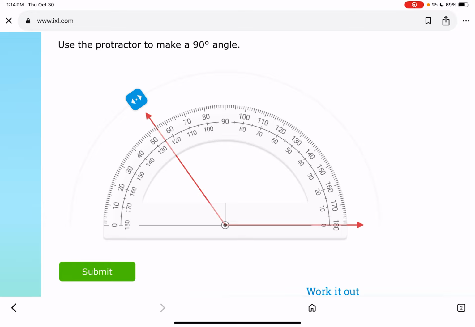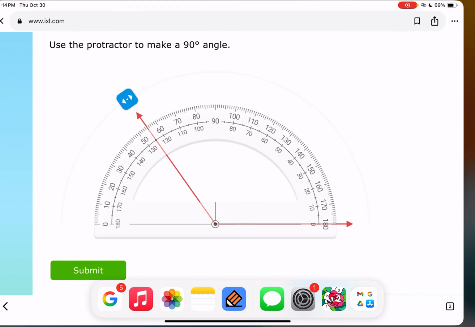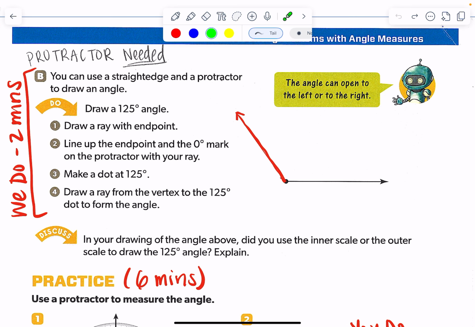Now someone will ask, why is it not here? Because this is an acute angle, which means that the value is at 65. If we want to make it an obtuse angle that is greater than 90, it has to be on this scale. Okay? So you will model for students how to use the protractor.